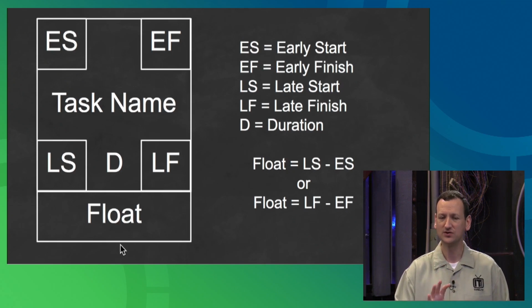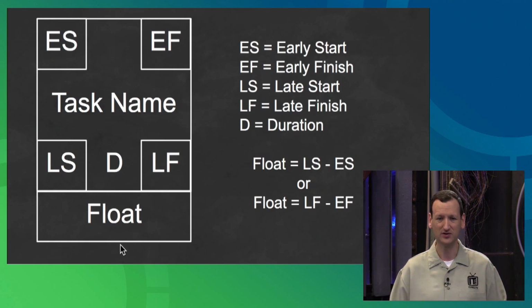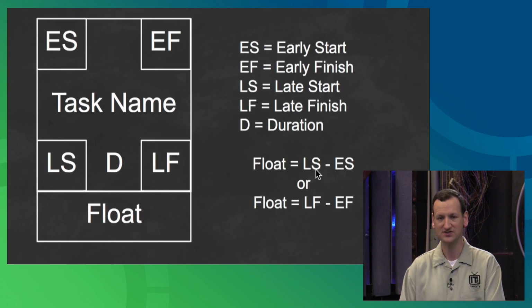Now, when it comes to critical path method, the bulk of the math that we're doing is really just addition, simple addition, so not really crazy formulas. And the only real formula we need to remember is the formula for calculating float. And float is simply late start minus early start, right?